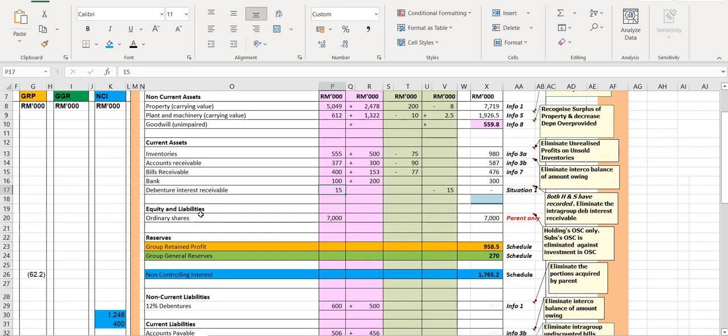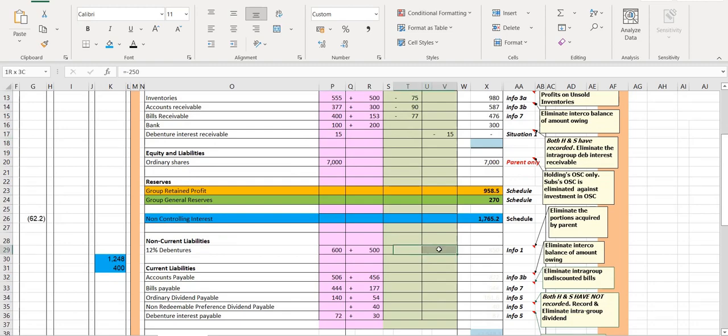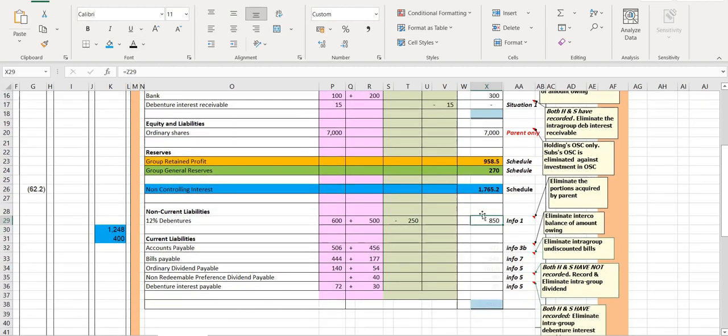However, if you have debenture interest coming from outsiders, which is not your subsidiary, you should report that. You must report. And next is the debenture here. So the elimination will be for the amount required by the parent, 250. We leave it with the 850, which is 600 plus 500 minus 250. And for the accounts payable, we eliminate with the amount owing. Bills payable, eliminate again with the same thing just now, that was the undiscounted bill.